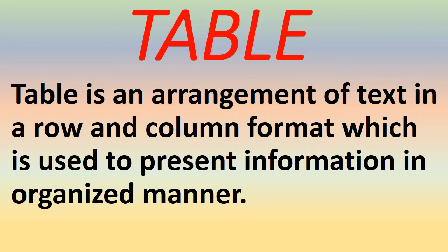So rows are horizontal lines in which you can store the text, and columns are vertical lines in which you can store the number or text. So in this way we can arrange our text, our number, our information in the form of table. Just like your timetable.